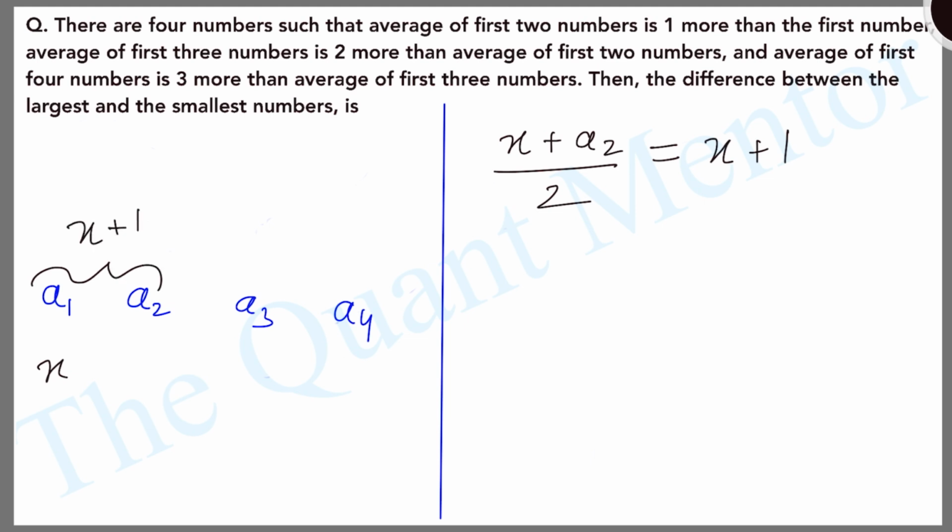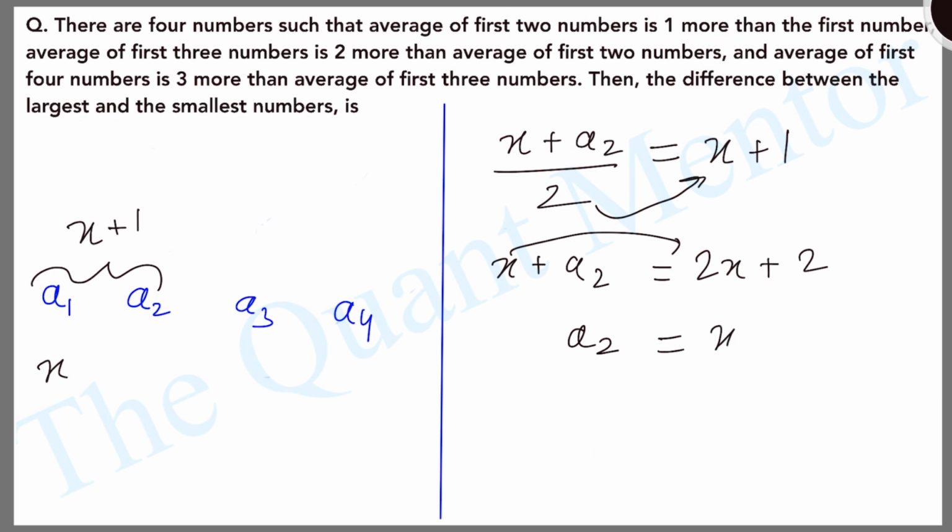On solving this, I'll get the value of A2 in terms of X. X + A2 is equal to, the 2 gets multiplied on the right hand side, 2X + 2. So X + A2 is 2X + 2, and taking X to the right hand side, 2X minus X is X and 2 is 2. So A2 we have found as X + 2. Let me write it here, A2 as X + 2.